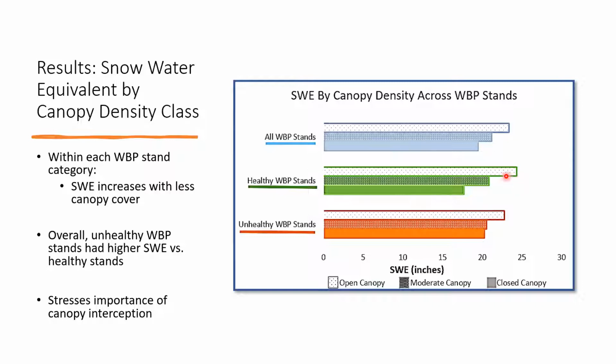When looking at the total healthy whitebark pine stand SWE and comparing it to the SWE in unhealthy whitebark pine stands, you'll notice that there is higher SWE in the unhealthy versus the healthy. This is again what we would expect to see, since in these unhealthy stands, you have less green leaves that can intercept incoming snow. These findings stress the importance of canopy interception and how it is a key characteristic of whitebark pine stands that determines snow accumulation.